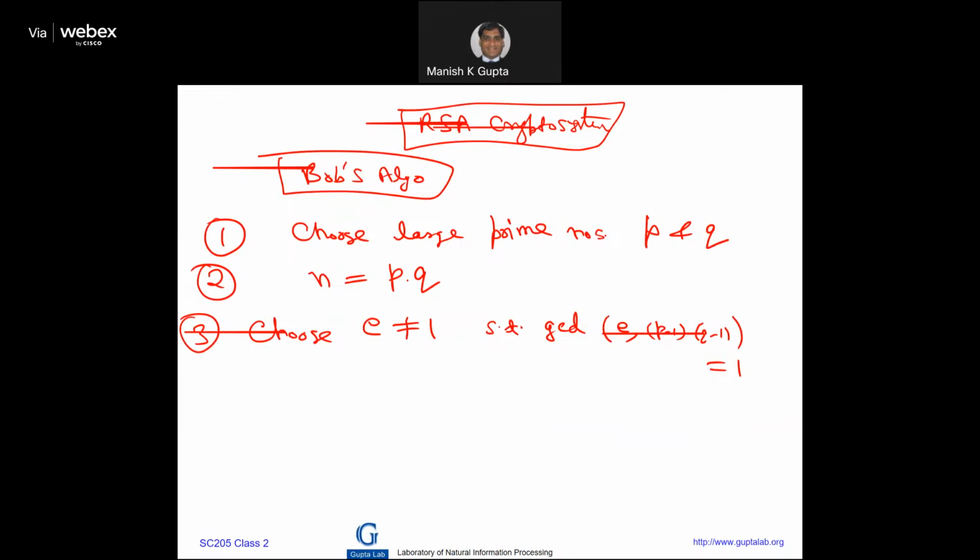Okay? Now step 4: compute D, which is the inverse of E. Compute this inverse.